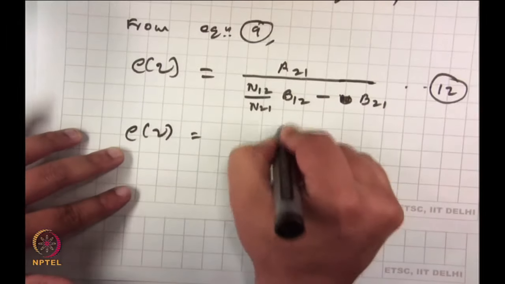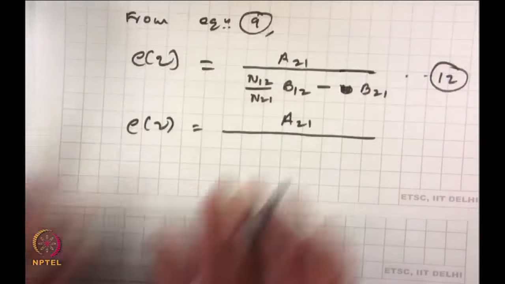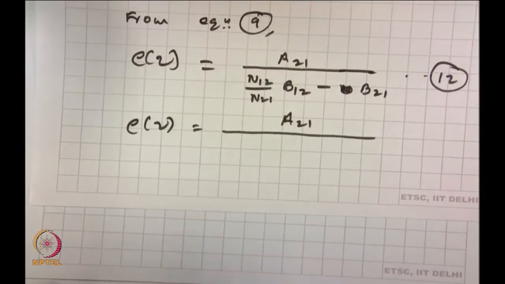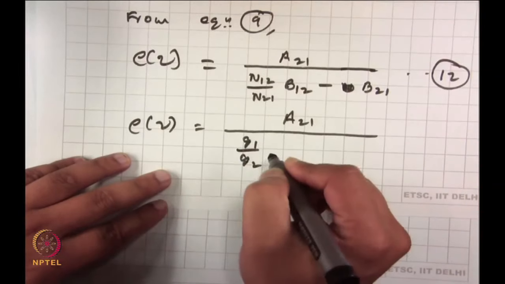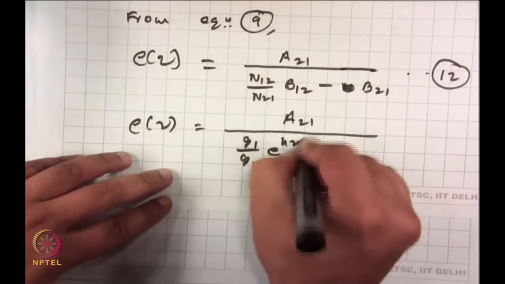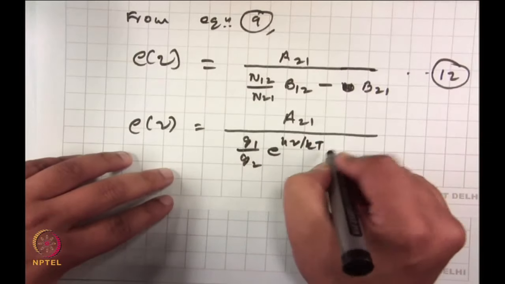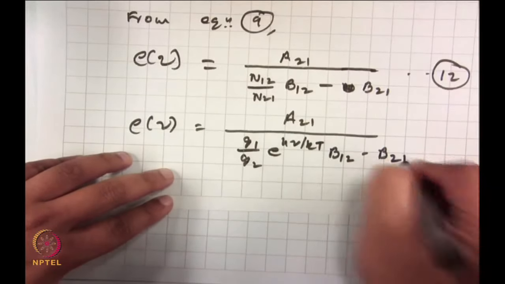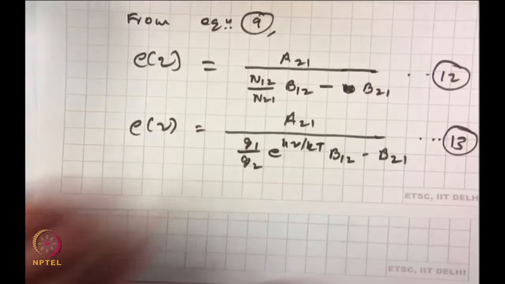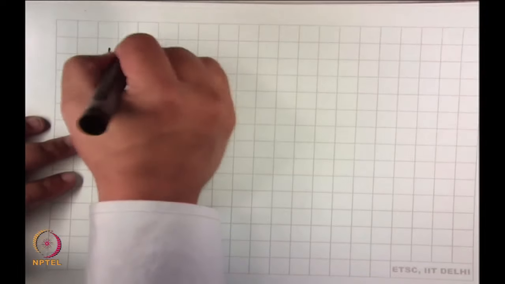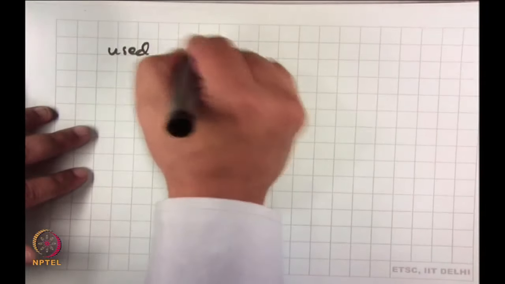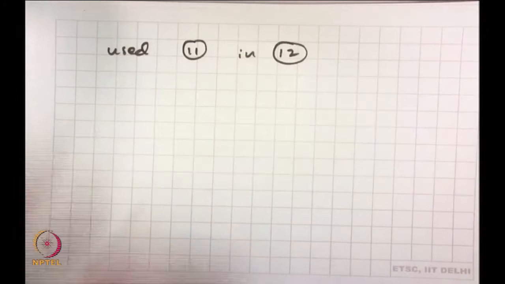So then, rho nu is equal to A21 over, so here if n2 by n1 was g2 by g1 e to the minus h nu over kT, what would this be? g1 by g2, then e to the power h nu over kT, right. Then I will be having B12 minus B21, right, let this be 13. So what I have done is we have used 11 in 12 to get 13.